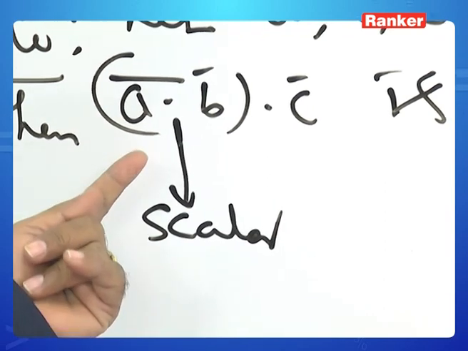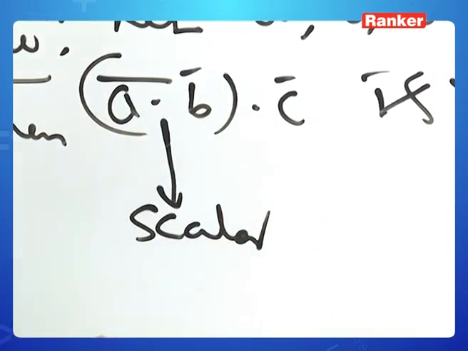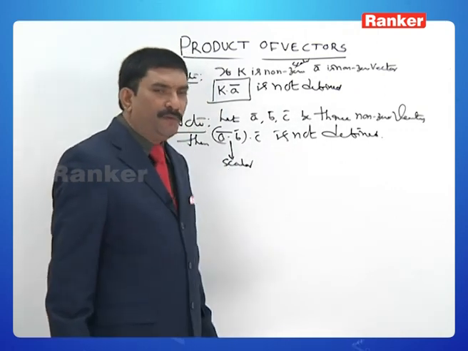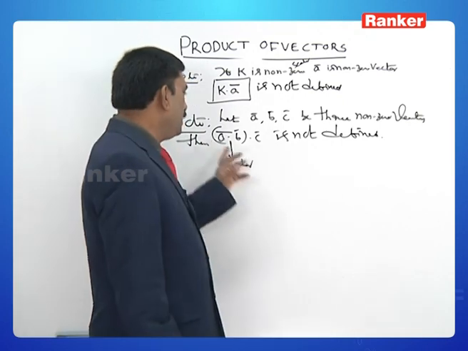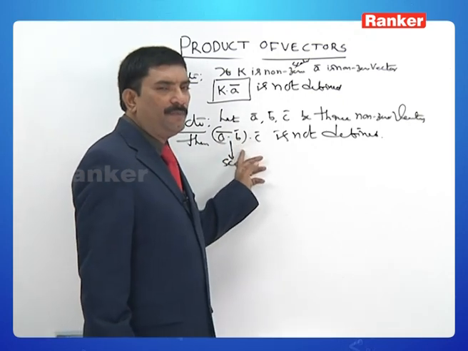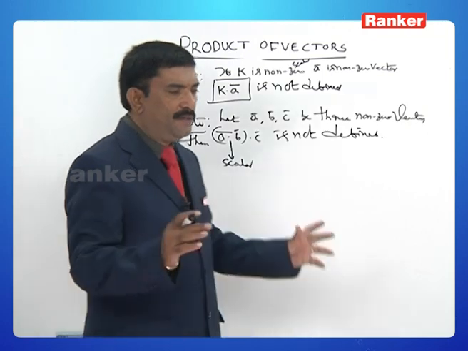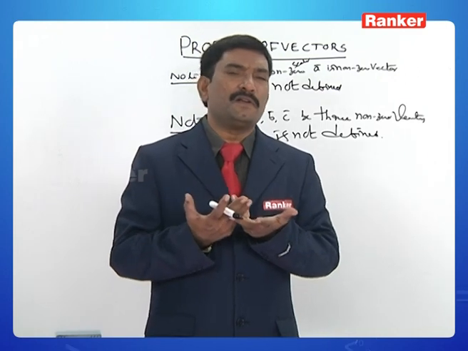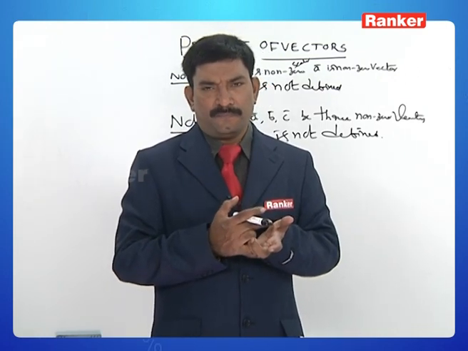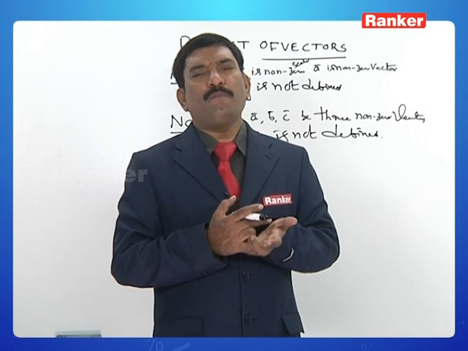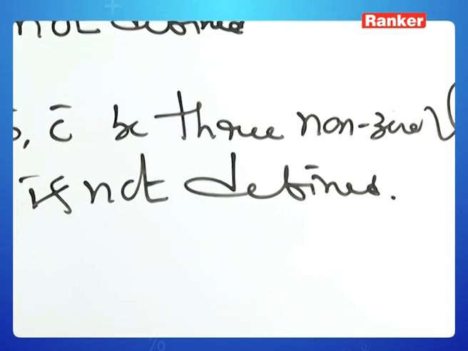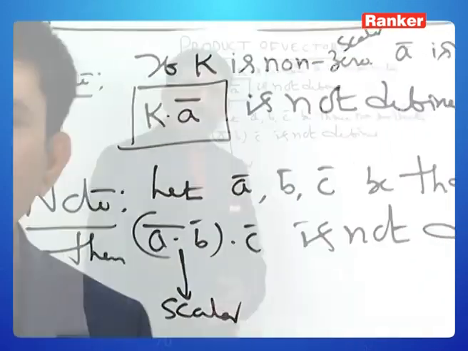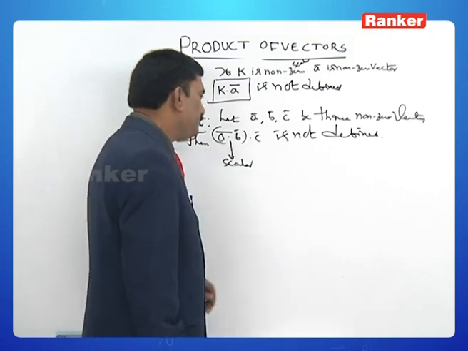Can you take a dot product of C bar with the scalar? No, it's meaningless. Therefore, A bar dot B bar dot C bar, the dot or scalar product of three vectors, is not defined at all. In particular, the dot or scalar product is defined only for two vectors. So therefore, it is not defined.